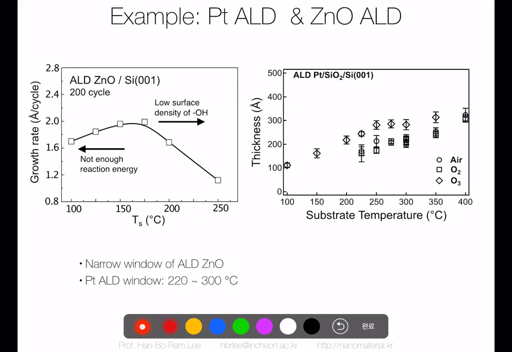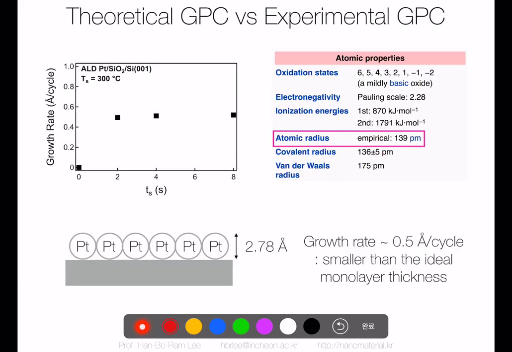So this is a good example of the platinum ALD and zinc oxide ALD. So we have a process window, smaller energy, large energy, decrease and decrease again. Platinum, into the process window, decrease and increase again due to the decomposition of the precursor.